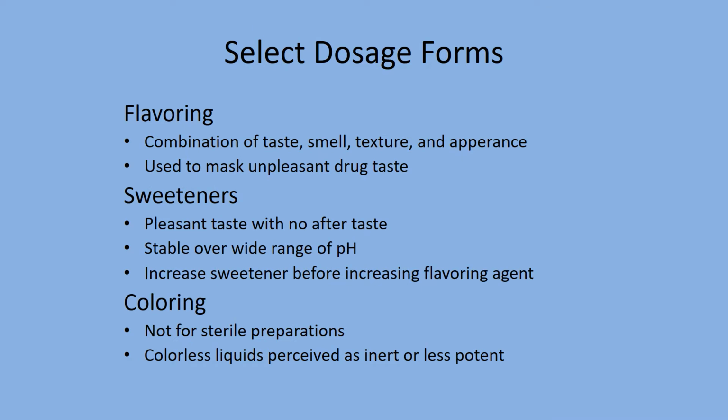Flavoring helps unmask the taste of a drug, and you can use different types of sweeteners like peppermint, cherry. Coloring is for the psychological factor. If you give something that's colorless to a patient, they might think it's not going to help them, but if it's bright red, bright orange, bright green, then they might think it's a lot more potent.